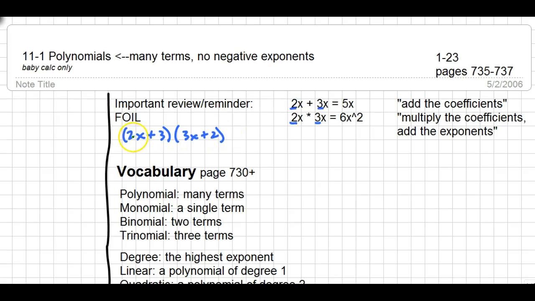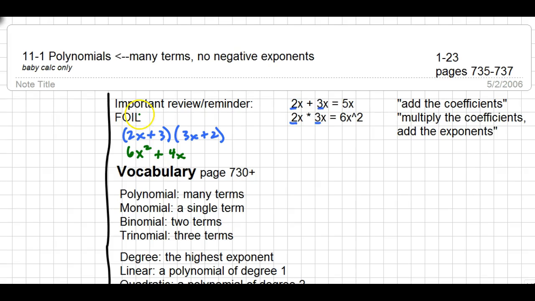The F in FOIL stands for the first term. So you multiply the first term in the first binomial times the first term in the second binomial. So 2x times 3x, hopefully students know that, just like we just talked about, is 6x squared. Now the O stands for outer or outside, so the terms that are on the complete outside are 2x and 2. Multiply those together, you get 4x. Now again, since we're multiplying, we don't need to worry about whether or not we have like terms because we just multiply the coefficients and the letters just sit there.